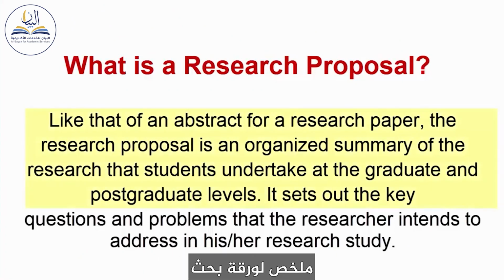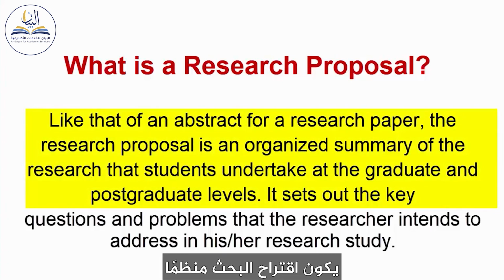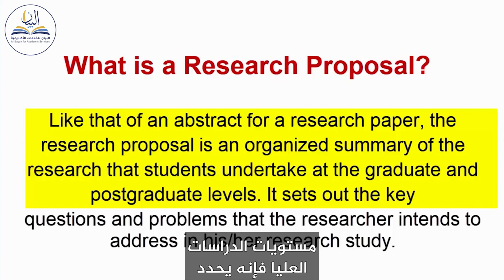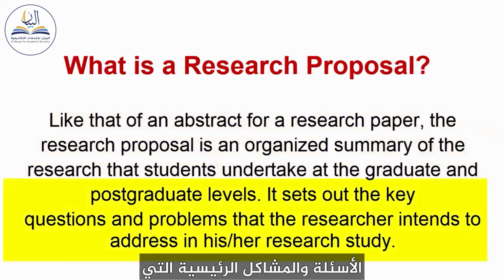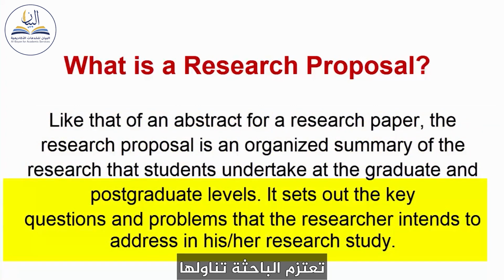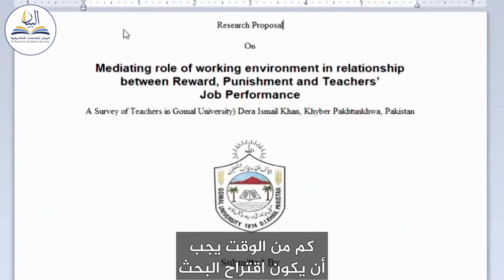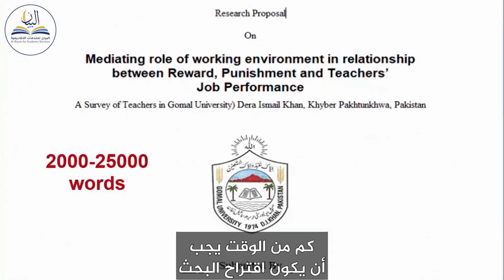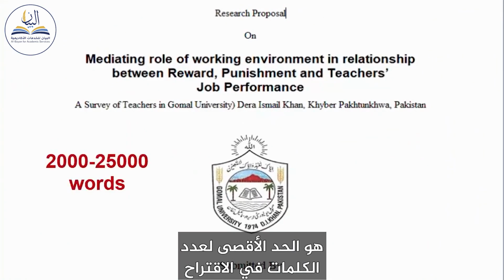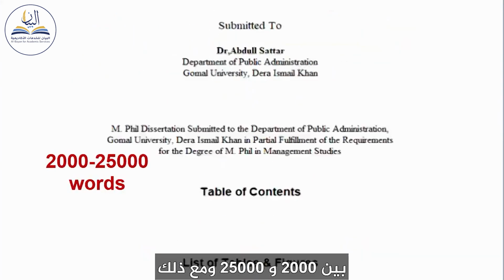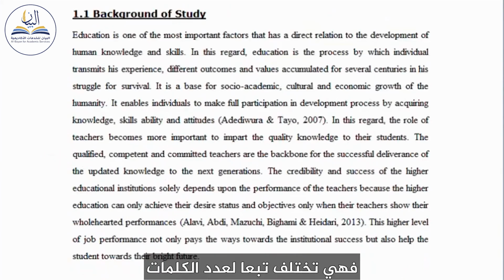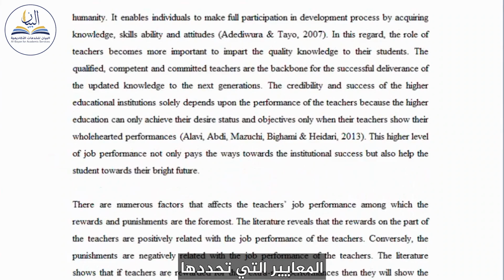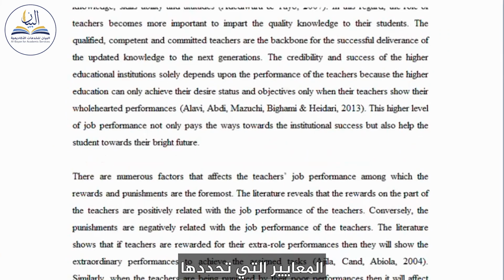First, we need to understand what is a research proposal. Like an abstract for a research paper, the research proposal is an organized summary of the research that students undertake at the graduate and postgraduate levels. It sets out the key questions and problems that the researcher intends to address in his/her research study. How long should the research proposal be? The word limit for a proposal is usually between 2,000 to 25,000, however, it varies depending upon the word limit criteria prescribed by your university.